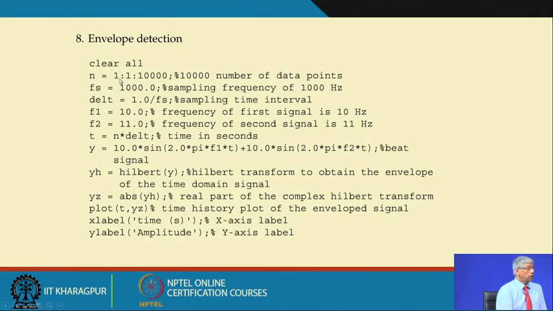You can do an envelope detection whenever we have an amplitude modulated signal. So, this is an amplitude modulated signal here. I will just do a Hilbert transform of this signal, and the absolute value of the Hilbert transform actually gives the envelope of that signal.